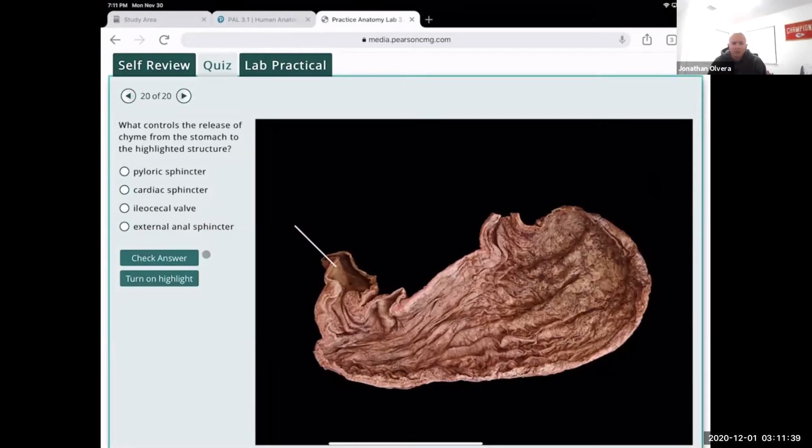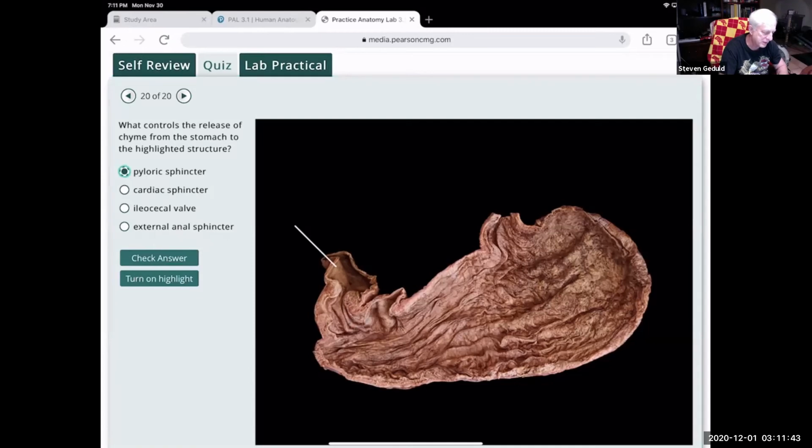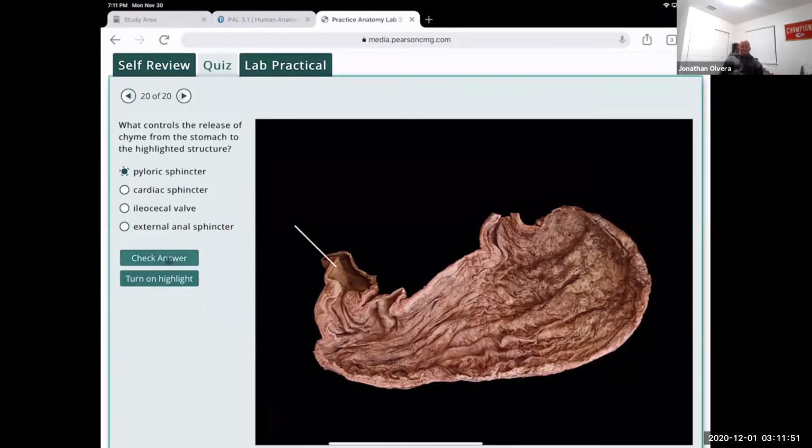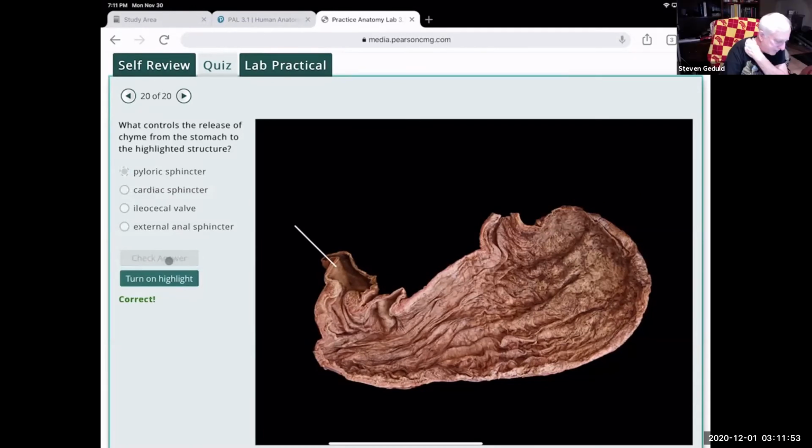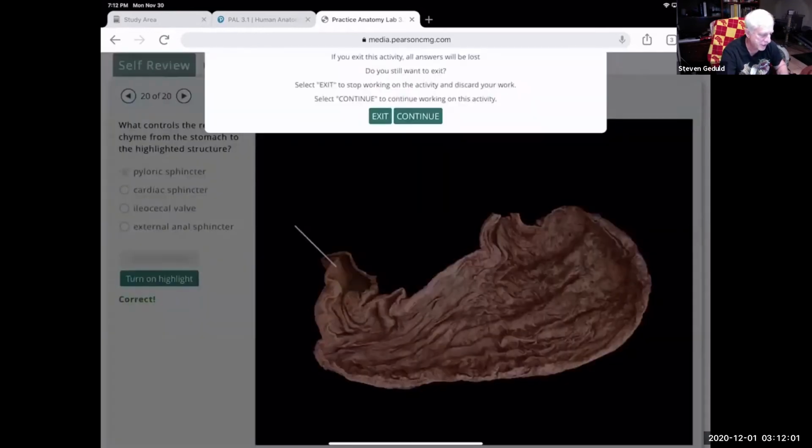The pyloric sphincter, because this is the pylorus right here, part of the stomach. Okay, and it's nowhere near the anal sphincter. That's way down the line. So this would be your pyloric sphincter. Correct. All right, you want to go through that one more time? We'll do that, finish up, and then we'll start on chapter 25. Let's do one more quiz. They change the answers sometimes.